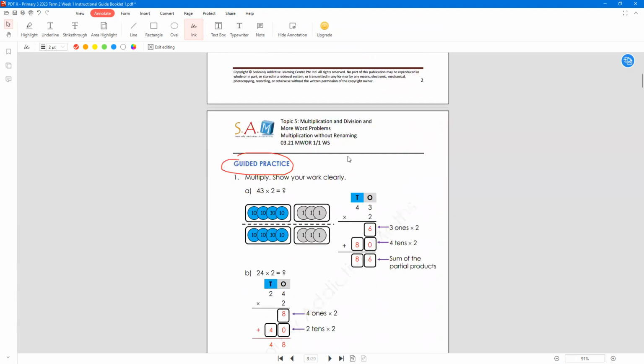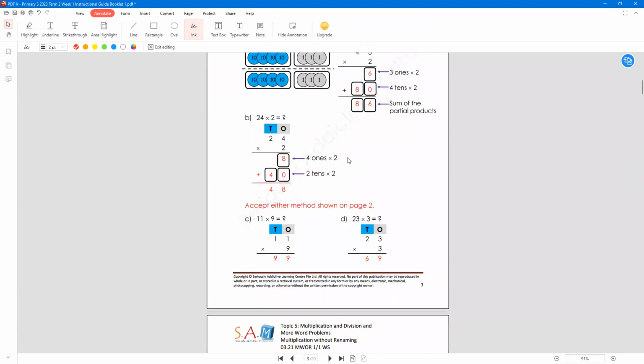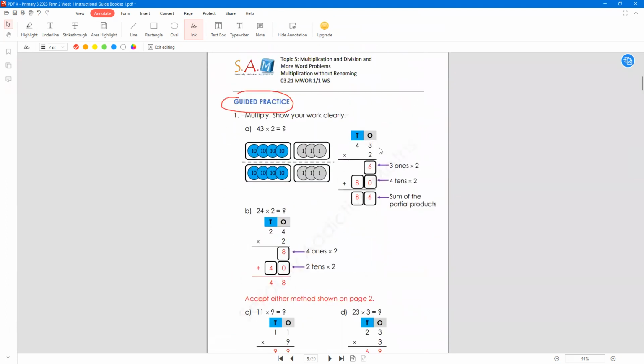Now to teach them the algorithm way, move on to page 3, Gotta Practice. This is now what they can do. What is 43 times 2? They always start with the ones. So 2 times 3 equals 6 ones. Sorry, this is a different method. Show them this method first before we show them the other way.